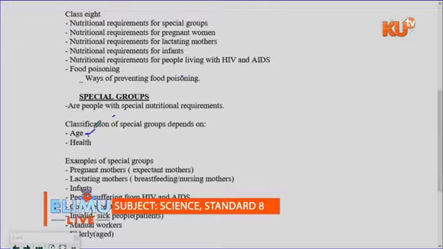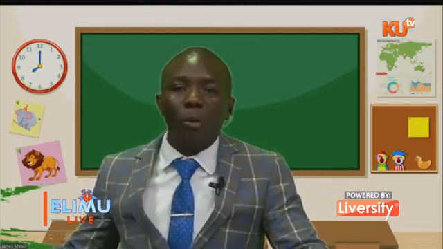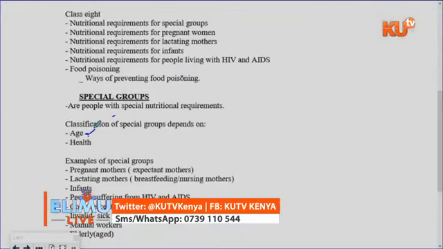When we talk about the health of the learners or the health of other people, we look at how they are. If somebody is sick, recovering from sickness, suffering from a particular disease, or undergoing a particular thing. So we look at the age and health when we are grouping these special groups.